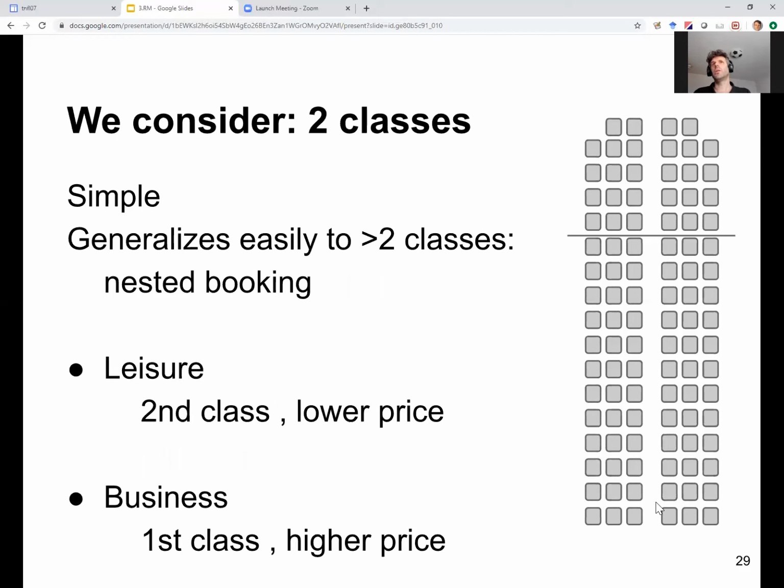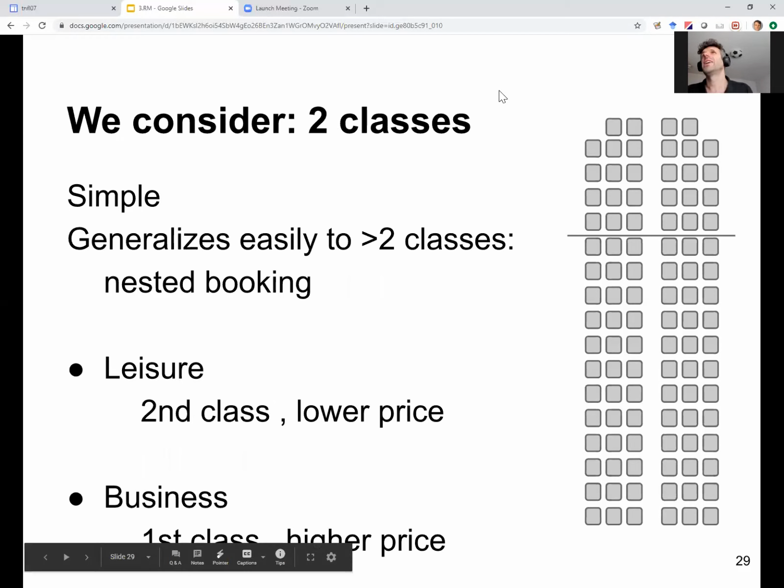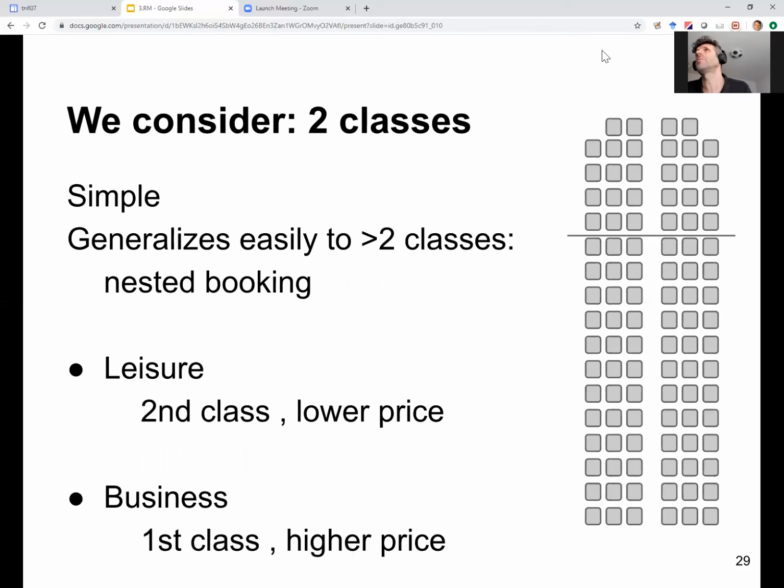So we will only consider two classes, leisure and business, even though in general, of course, there could be more classes. So what we will be doing is we will be looking at the so-called nested booking.